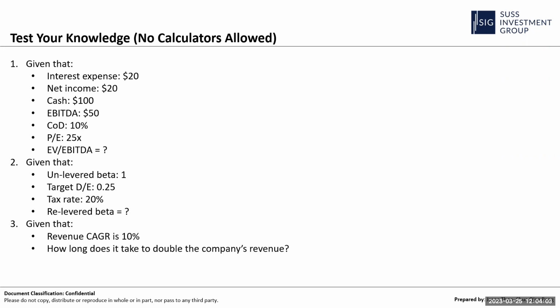Okay, third question. If your revenue CAGR is 10%, how long will it take to double your revenue? 7.1, 7.2. How do you know? Okay, so basically for this, the rule of 72 is just a quick way to estimate how long it will take to double something given a certain growth rate.